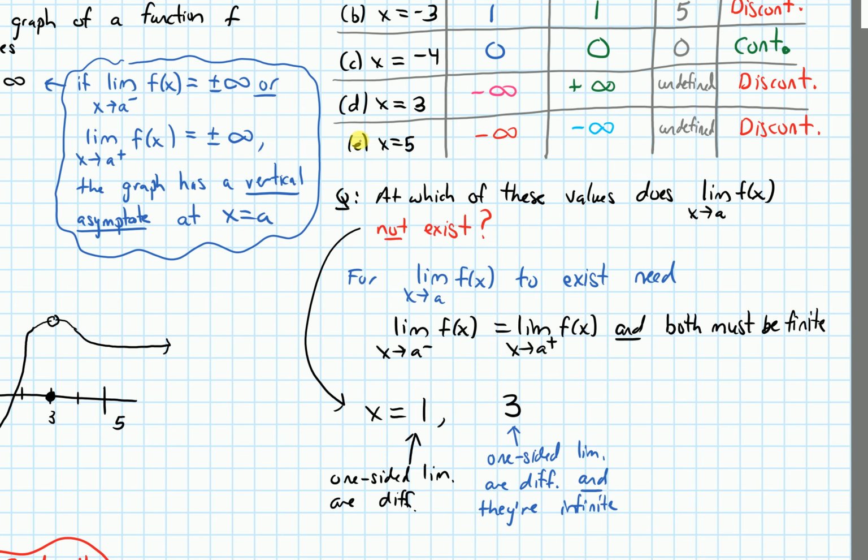Okay, and then finally at x equals 5, they're the same, but they're infinite. And that infinite falls into the D and E category. So x equals 5. Actually, if even one of the one-sided limits is infinite, the whole thing does not exist. One-sided limits are infinite.